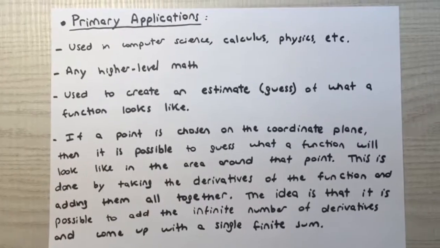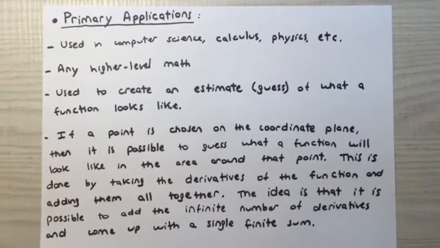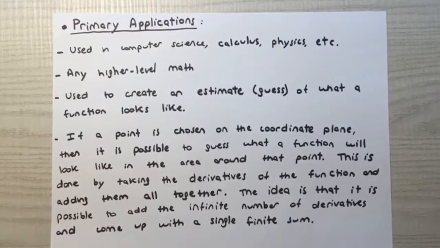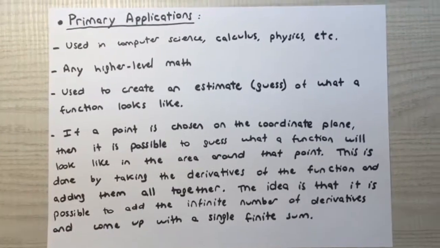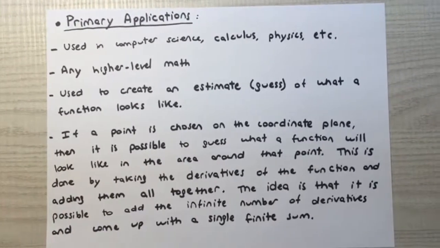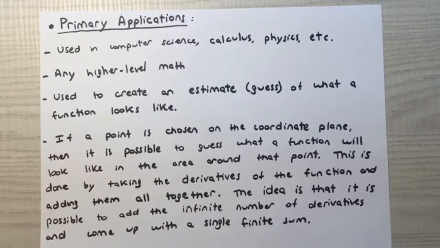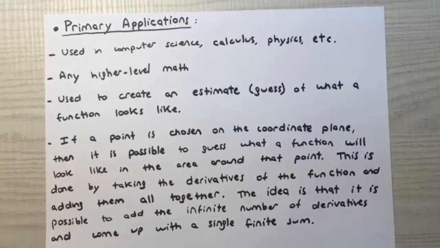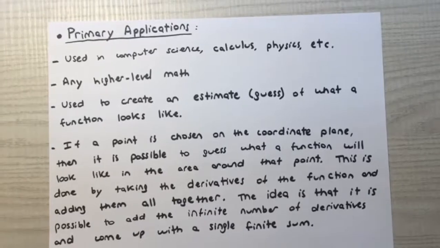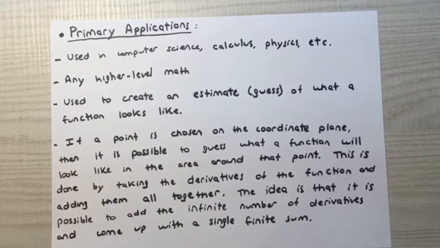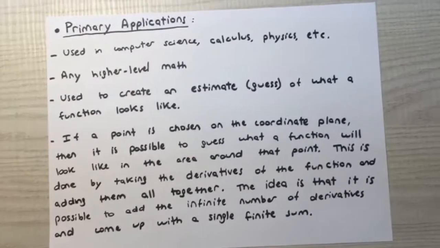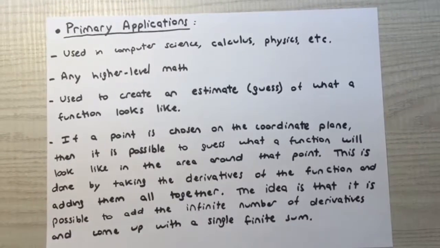Now, this is used to create an estimate or guess of what a function looks like. If a point is chosen on the coordinate plane, then it is possible to guess what a function will look like in the area around that point. This is done by taking the derivatives of the function and adding them all together. The idea is that it is possible to add the infinite number of derivatives and come up with a single finite sum.